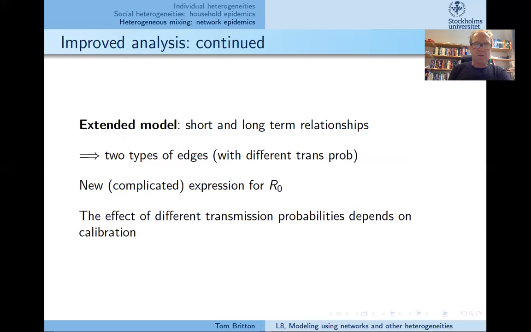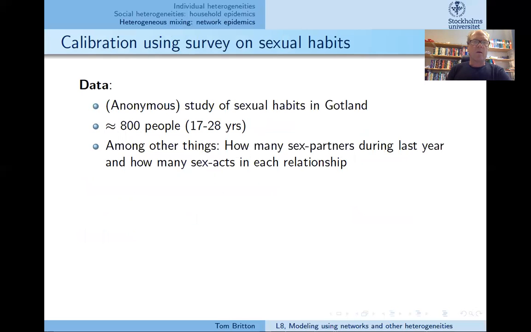And what is the effect of this will depend on what fractions are of the different types, of course. But then we tried to fit this to data, and the data was from an anonymous study of sexual habits in the community in Gotland, young people. And what was asked was, how many sex partners during the last year did you have, and how many sex acts in each relationship? So that gives some type of information about it.